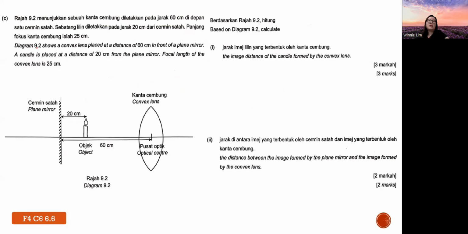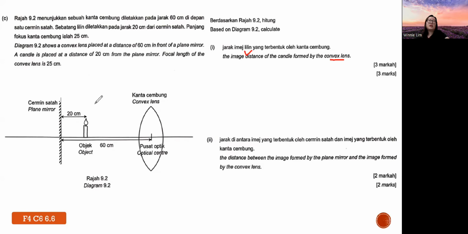Calculation. Diagram 9.2 shows a convex lens placed at a distance of 60 cm in front of the plane mirror. And then a candle is placed at a distance of 20 cm from the plane mirror. The focal length of the convex lens is 25 cm. Based on the diagram, calculate the image distance of the candle formed by the convex lens. Okay, so actually they involve 2 ideas. One is the plane mirror, one is the convex lens. But now they want the image distance, V.